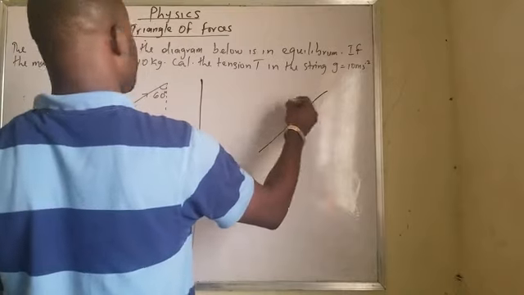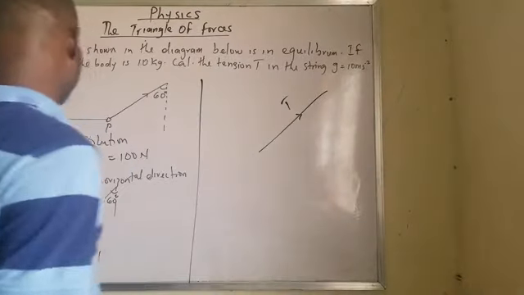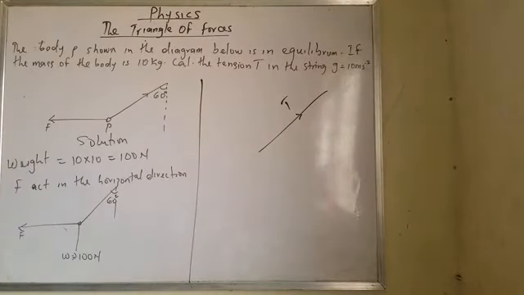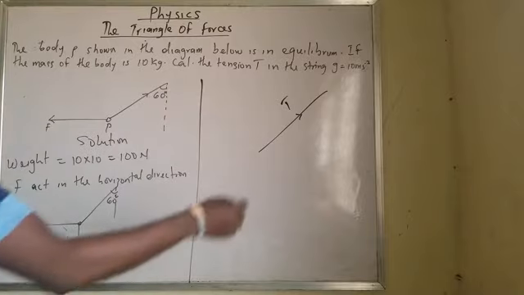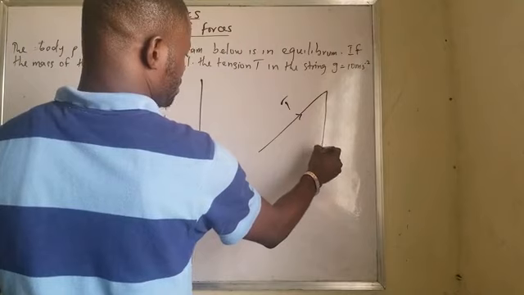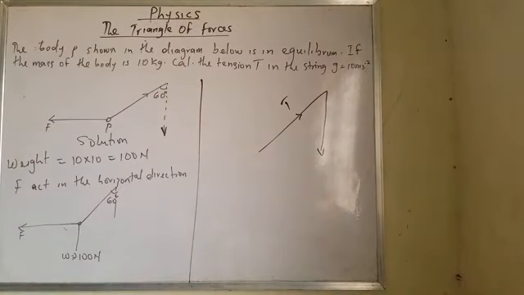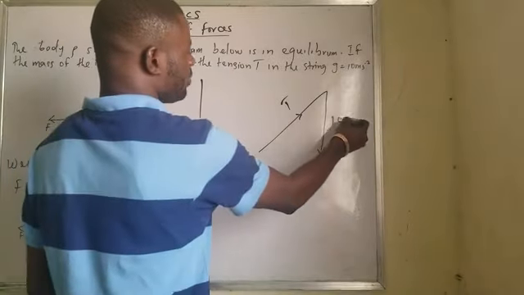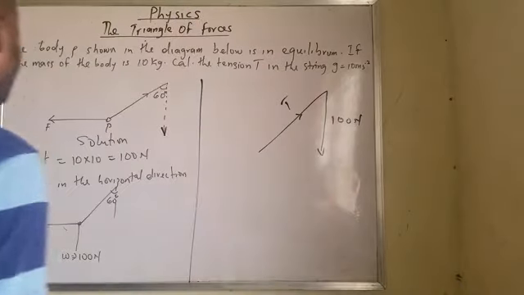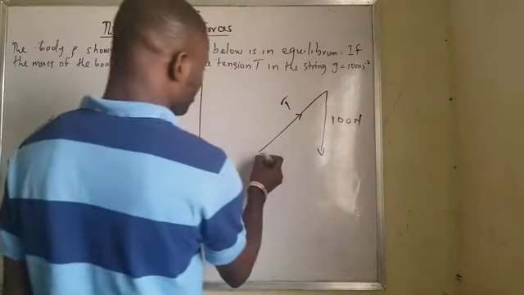Call this place the tension, which is what I'm looking for, which is going to be my T, and I'll be having the weight. This is going to be my weight, which is 100 Newton. I think we are told it's 100 Newton. Now, since I have that as 100 Newton, I can now have my force. My force will move in this direction.